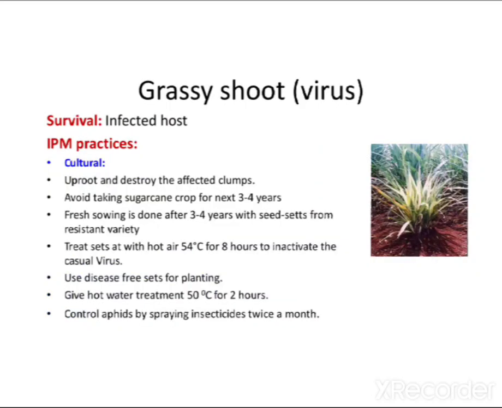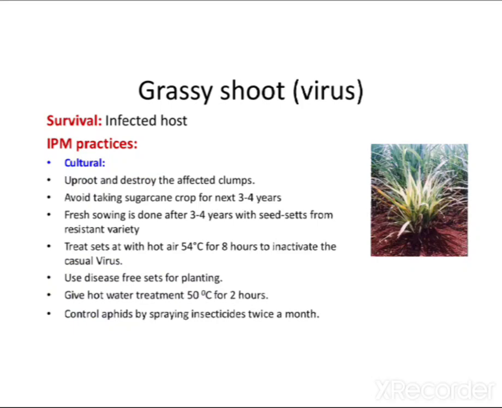Now next is the grassy shoot of the sugarcane, and it is caused by a virus. The pathogen survives in the infected host. This disease is very easy to diagnose, where the sugarcane shoot does not develop into a normal shoot, rather there is a grass-like appearance. So this is very easy to identify.